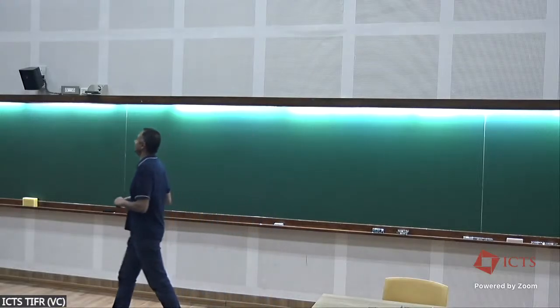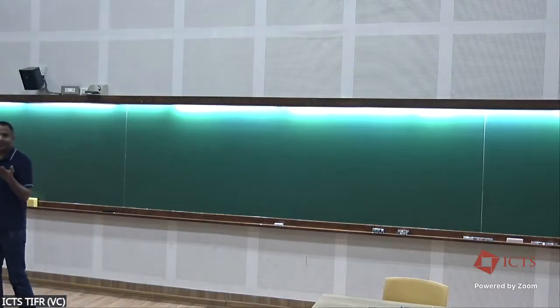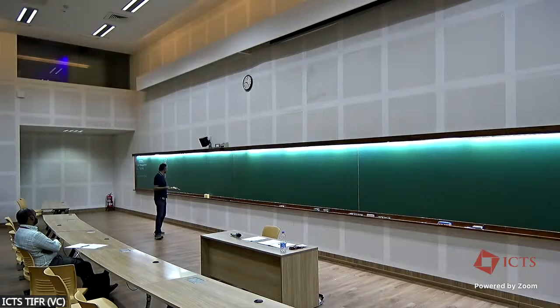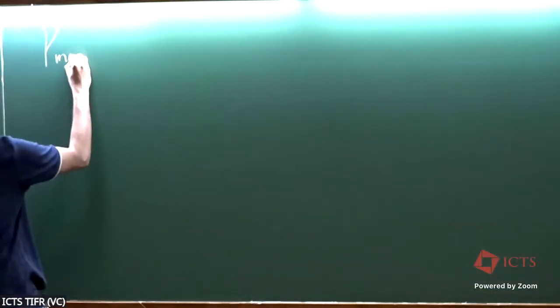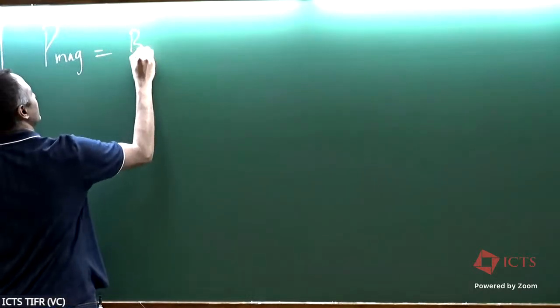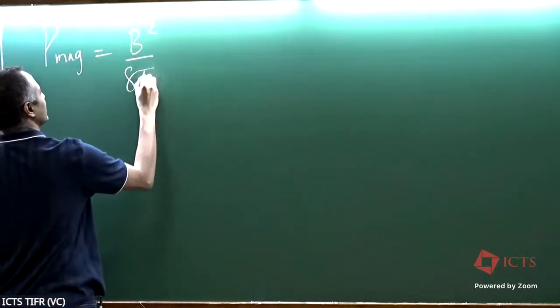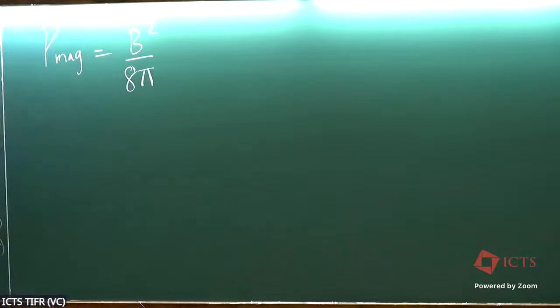And so the first thing we have there is a magnetic field. And so the magnetic field has an energy density, okay? And the energy density of a magnetic field, I could write as P magnetic, let's say. And that is given by B squared by 8 pi. That's just the energy density in the magnetic field.